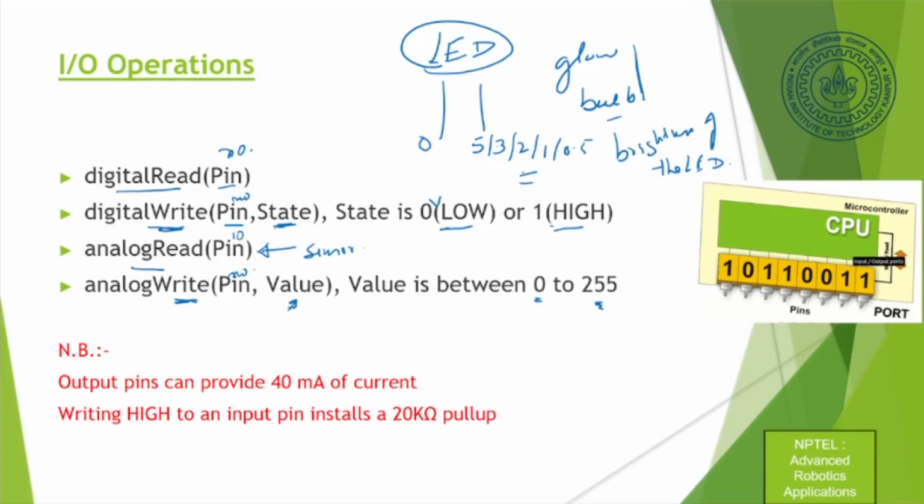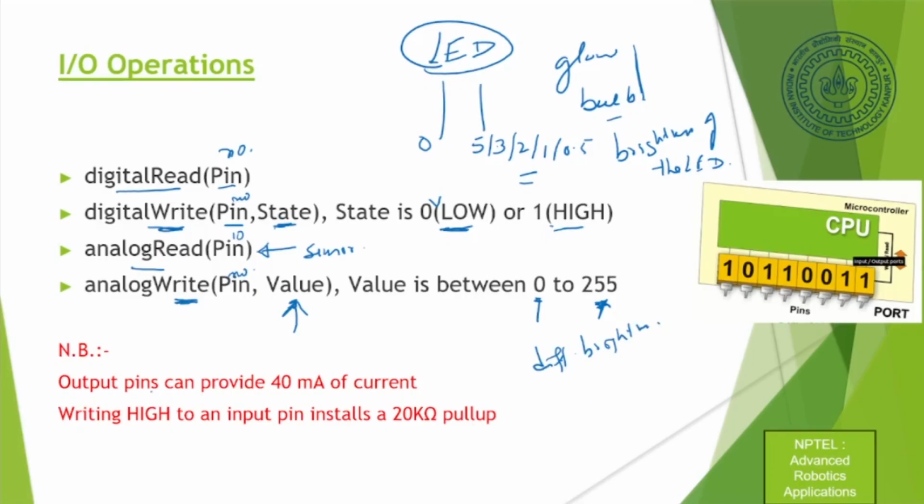So in digital write, its state is high or state is low. That means it will glow or not glow, with full voltage. Whereas in analog write, I can change this value from 0 to 255, so it will glow with different brightness. I hope you understand that.